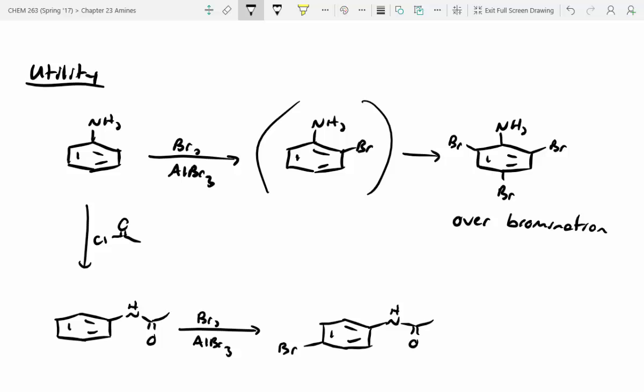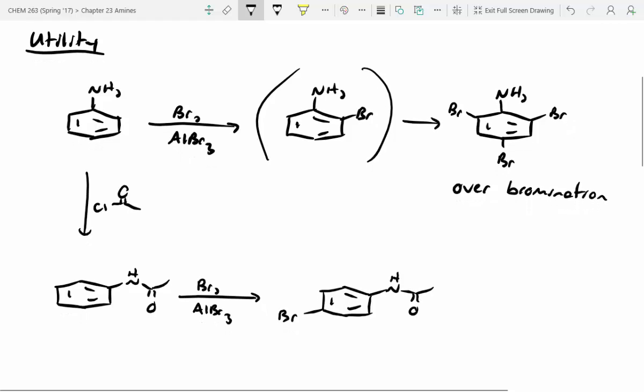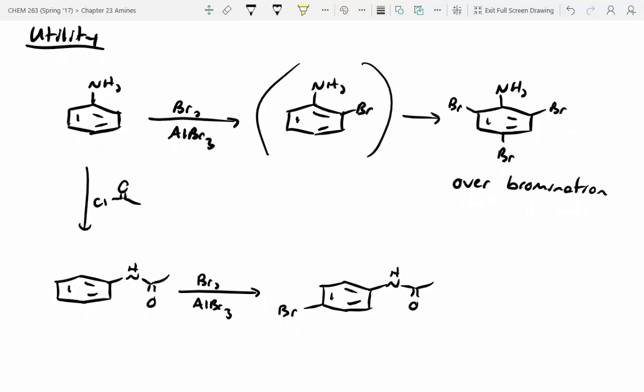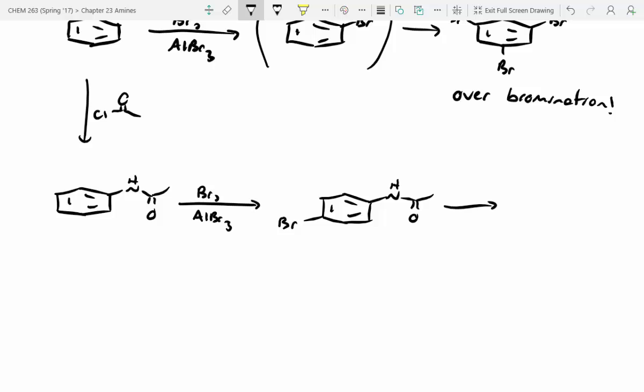And then what if we want to go back to our aniline derivative? What should we do? How can we remove that? It's just an amide, right? How can we cleave amides? You could probably just crank acid and heat, right? Acid and heat, exactly. So H3O+ and heat can hydrolyze amides and give you your para-bromoaniline.